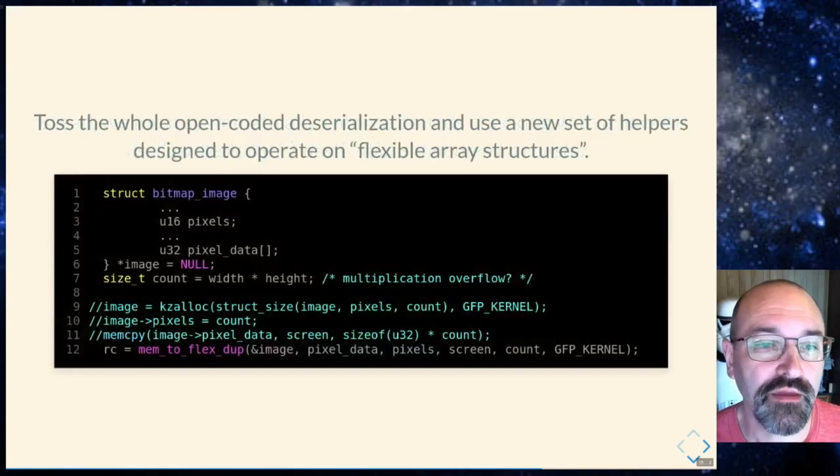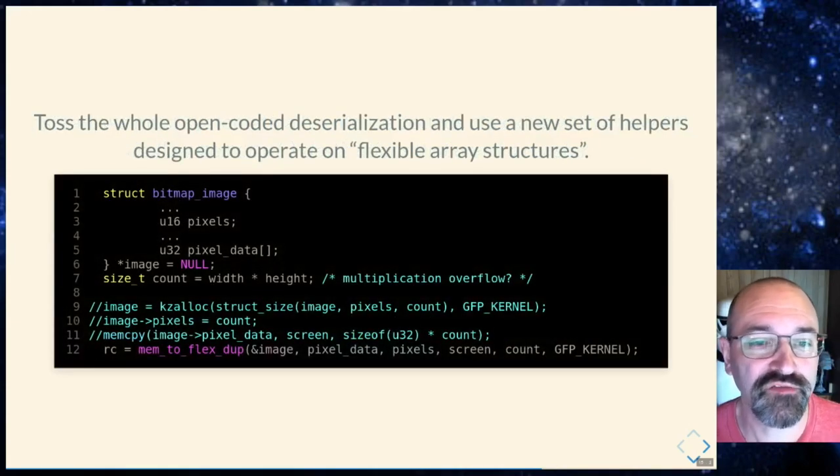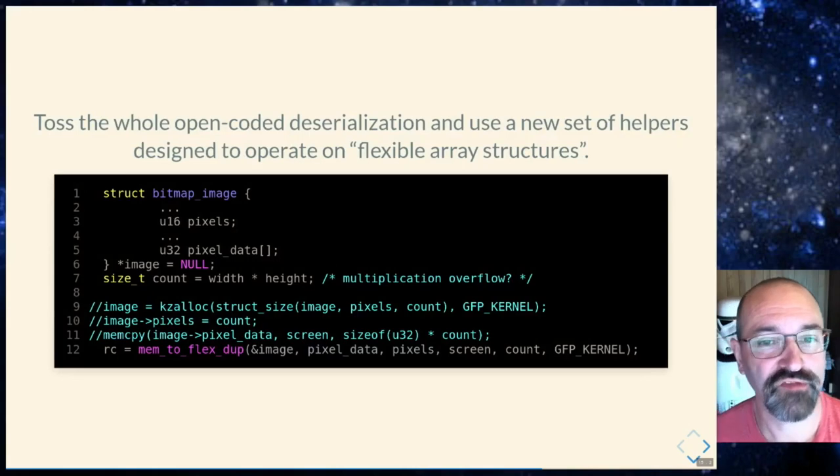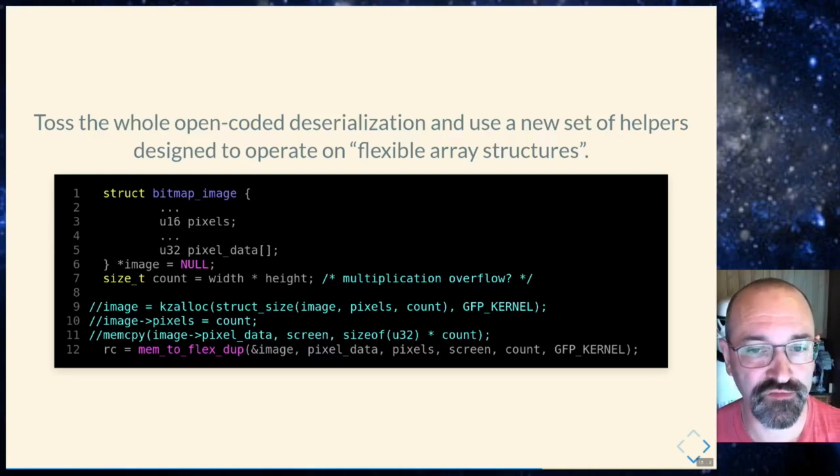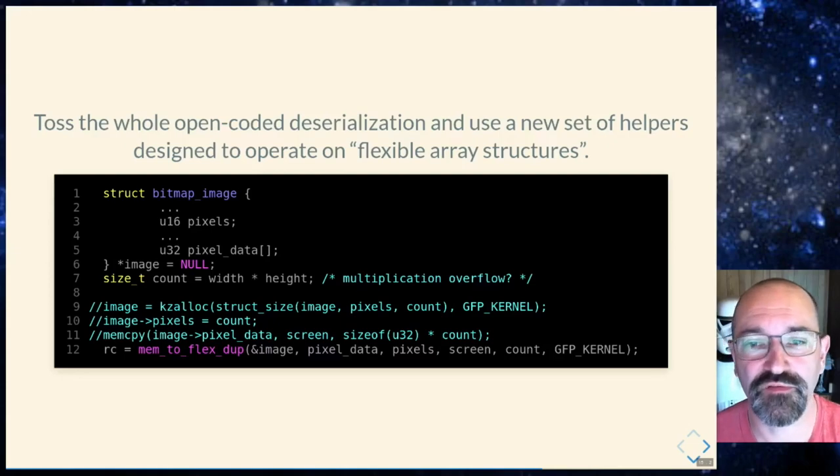So it'd be nice if we could just toss out all that and say, here, memdeflexdupe. We're deserializing this information from a screen and sticking it into the pixel data member of image, and we need to allocate that for count many of them, et cetera. And in this case, you can leave the multiplication overflow here because it'll get caught by memdeflexdupe.